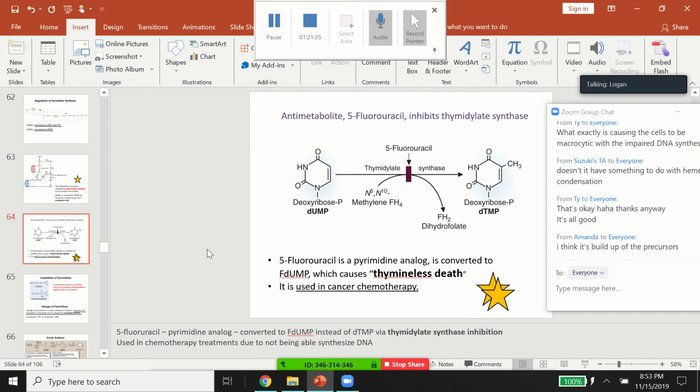5-fluorouracil. You need to know what it inhibits and what that means. I just mentioned how thymidylate synthase is important in order to form dTMP from dUMP. And if you block that off, like I said, that's the only way you can form thymine, right? That results in thymineless death.